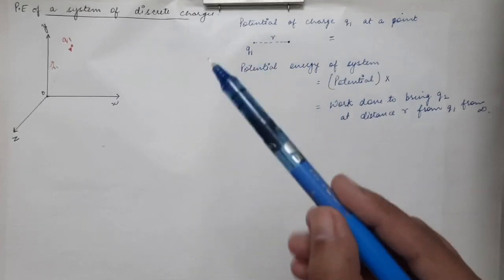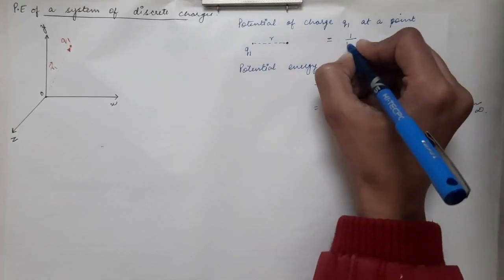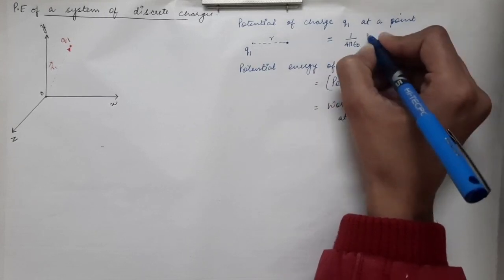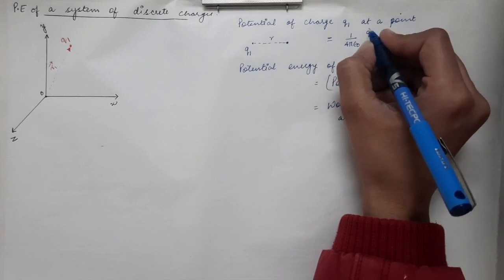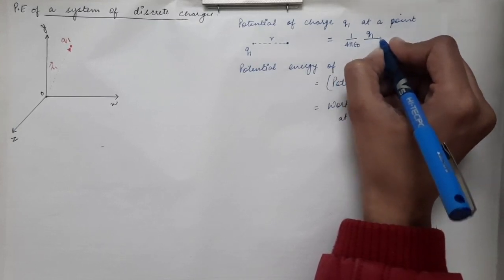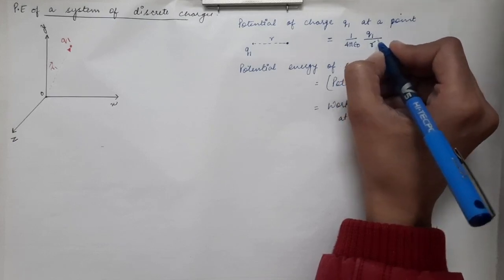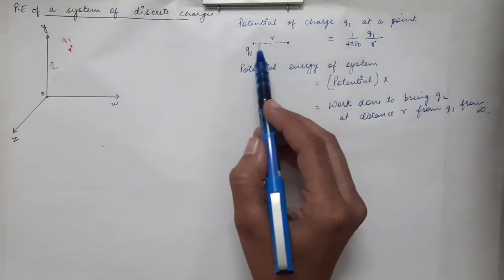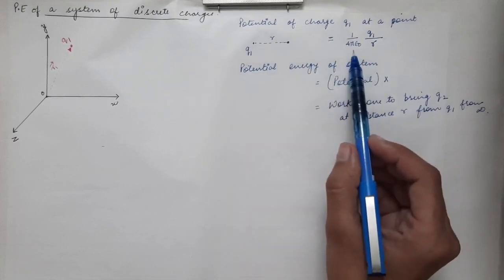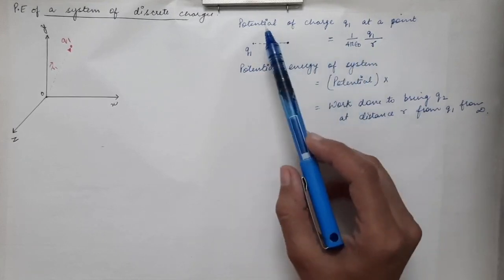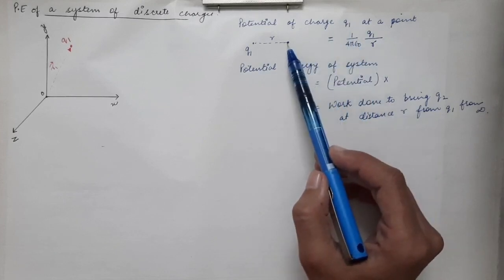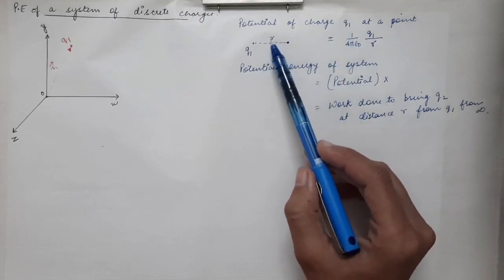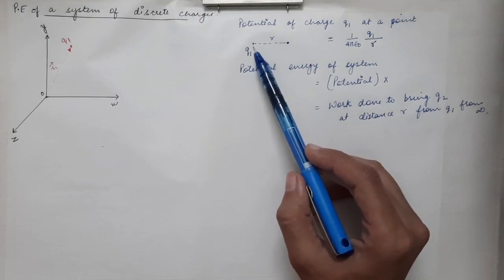So that potential is given by 1 by 4 pi epsilon naught Q1, which is the source charge. So over here Q1 is the amount of charge on the source charge, divided by the distance of the observation point from that source charge. So this is the formula of electric potential of a source charge Q1 at a particular observation point which is at a distance of small r from the source charge.